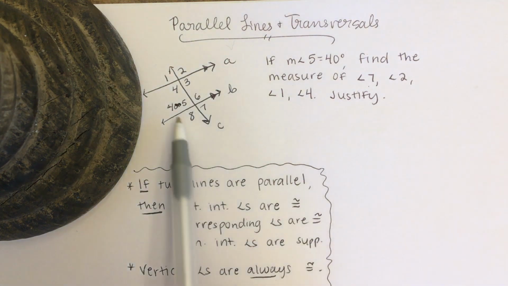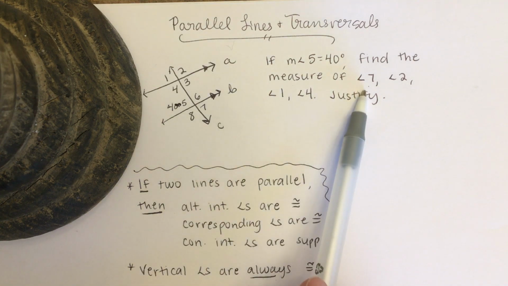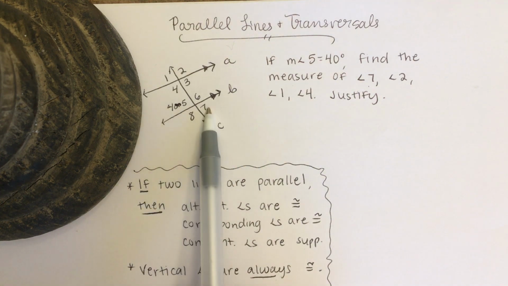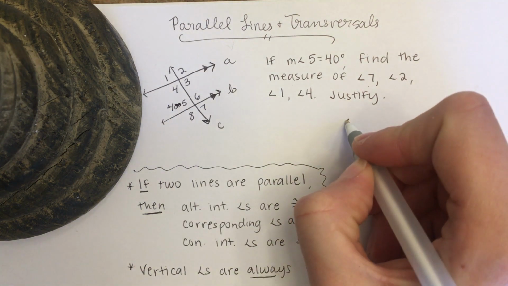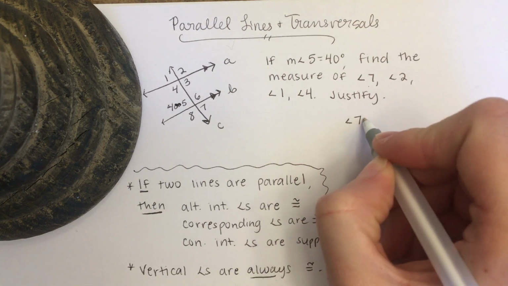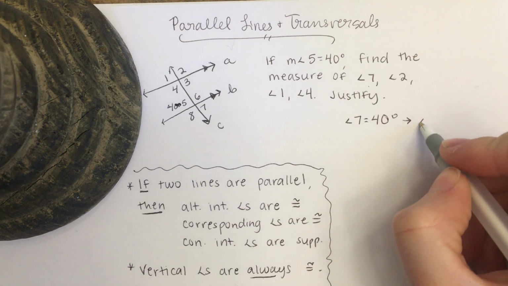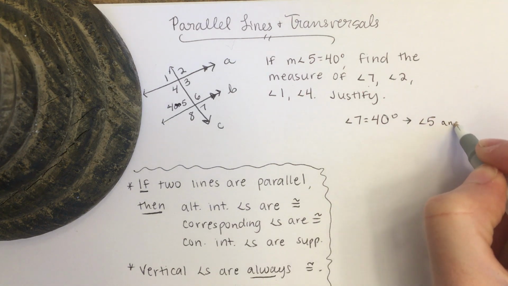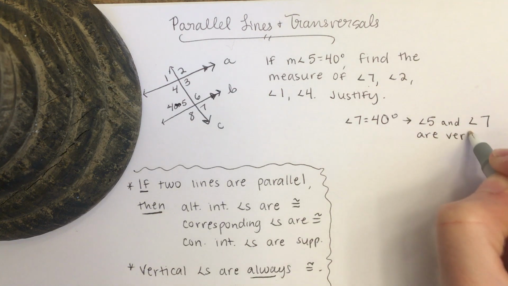So if I start with angle 5 being 40, and I am looking for the measure of angle 7. Angle 7 is right over here, so 5 and 7 are vertical angles, and I know that vertical angles are always congruent. So I'm going to say angle 7 is 40 degrees, and my justification is going to be that angle 5 and angle 7 are vertical angles.